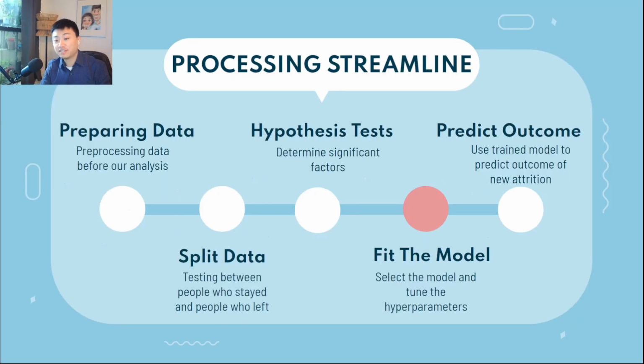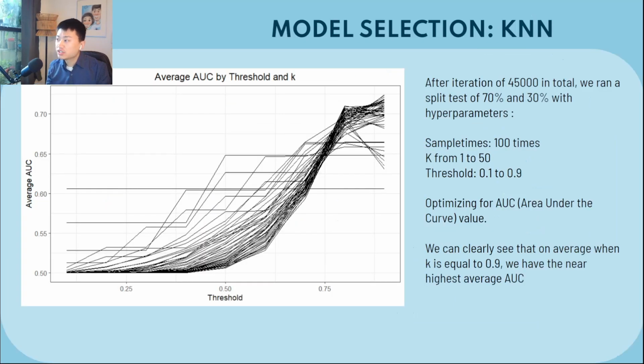Moving forward, after we've done all the hypothesis tests, we have obtained all the columns and features deemed significant. We're going to use those features to fit our models. The first one we choose is KNN. It uses the Euclidean distance to classify based on the K nearest neighbors. We've run this test thousands of times. There are 3 hyperparameters we're tuning: sample size, K from 1 to 50, and threshold from 0.1 to 0.9.